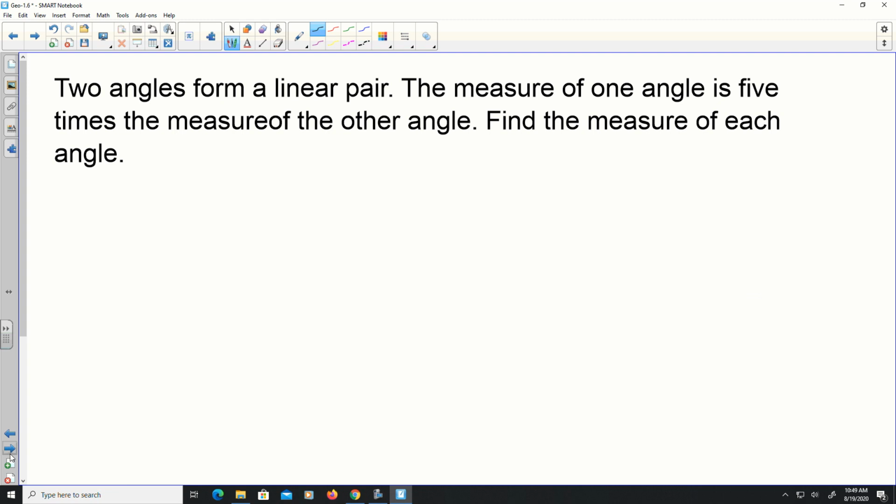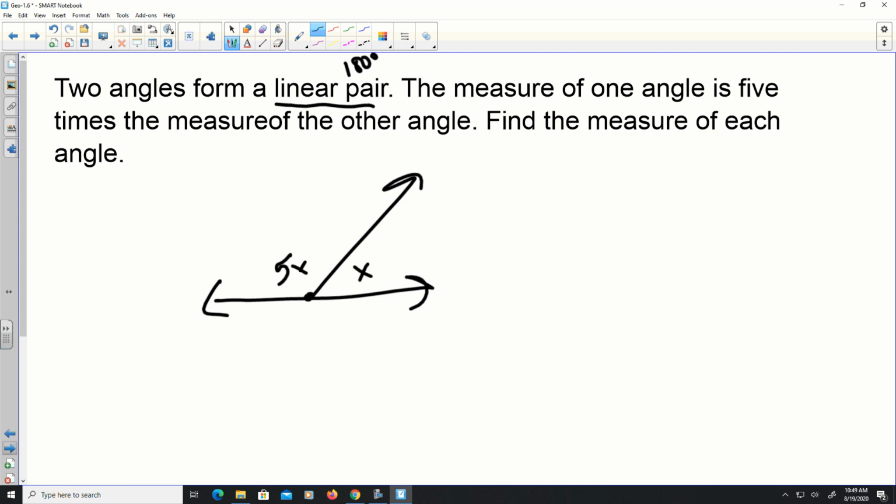In this example, it says two angles form a linear pair. When they give you this information with linear pair, think of 180 degrees. The measurement of one angle is 5 times the measure of the other angle. Find the measure of each angle. So I'm just going to draw out a line and a linear pair. They're saying that one angle is 5 times the other. So I'm just going to call this one x. I'm going to call this one 5x.